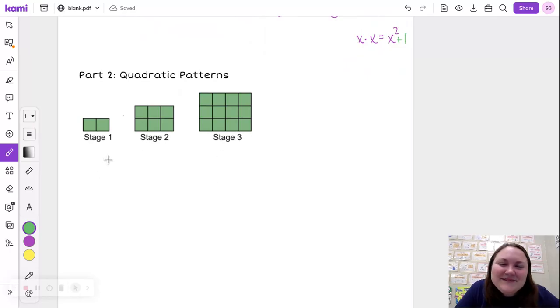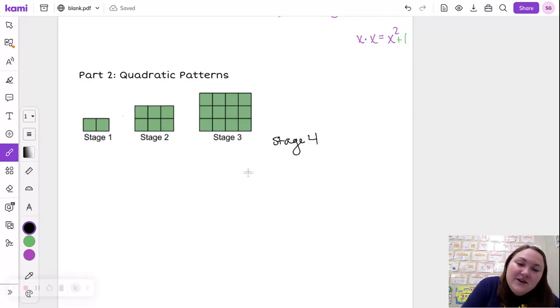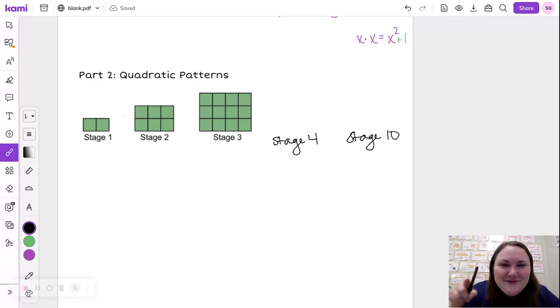Now, instead of calling them step numbers, they're calling them stages. So this is stage 1, stage 2, stage 3. I'm going to have you go ahead and pause the video, and I want you to think about what stage 4 would look like and what stage 10 would look like for this pattern. Being able to predict future ones is a great way for you to check and see if you identified the pattern. Go ahead, pause the video here, and then come back to see if you got it.